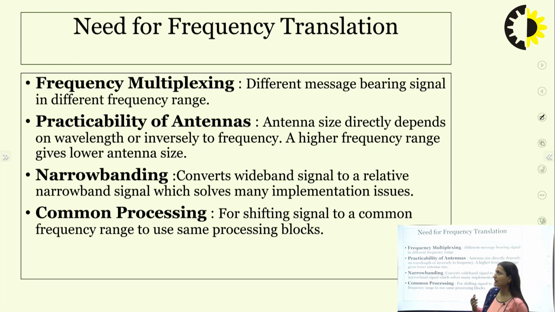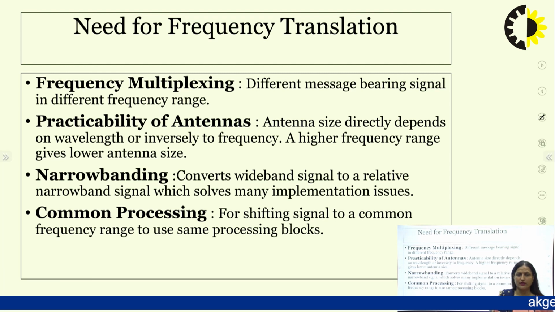So different message bearing signals are in different frequency ranges. By using frequency translation, we convert the signal frequency to another frequency. So we can say the channel is divided as per the frequency spectrum. One signal will travel at one frequency, another will travel at another frequency. So simultaneously we can transmit a number of signals on the same channel with different frequencies, right?